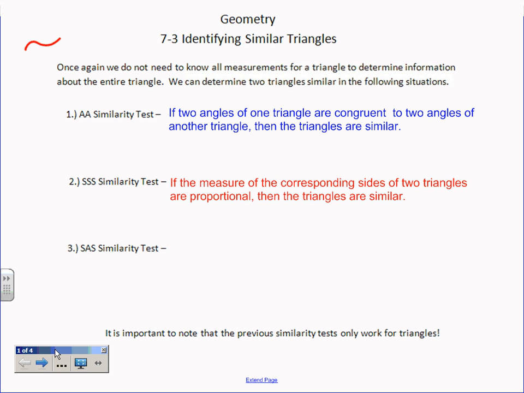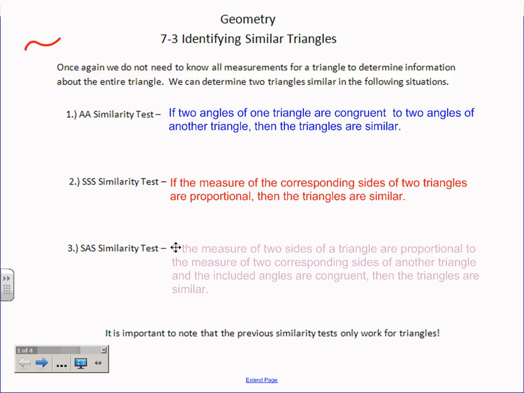And side-angle-side is also apparently a good similarity test for triangles. And you probably already know what that is too. And you can obviously paraphrase this one. I wish I knew how to get rid of that. That would be great. That little arrow thing's bothering me.